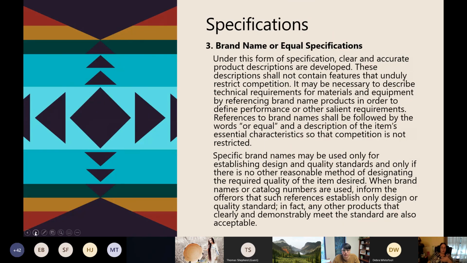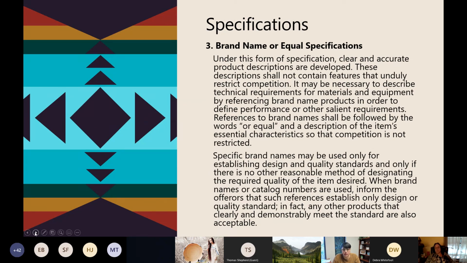Then there's brand name or equal specification. Under that form of a spec, clear and accurate product descriptions are developed. The descriptions shouldn't contain features that unduly, again, restrict that competition. You're not allowed to do that. It may be necessary to describe technical requirements for materials and equipment by referencing brand name products in order to define performance or other requirements. References to brand names shall be followed by the words "or equal" and a description of the item's essential characteristics so that the competition is not restricted.